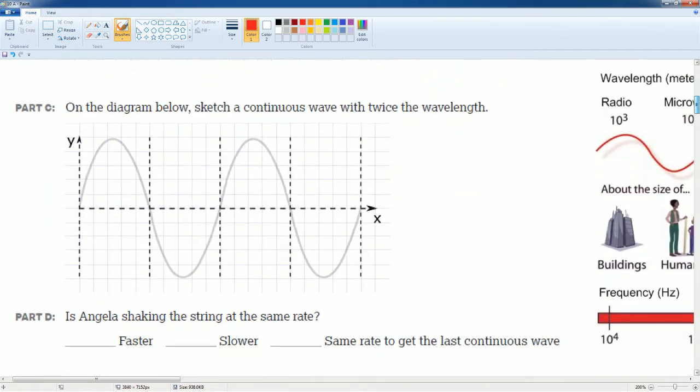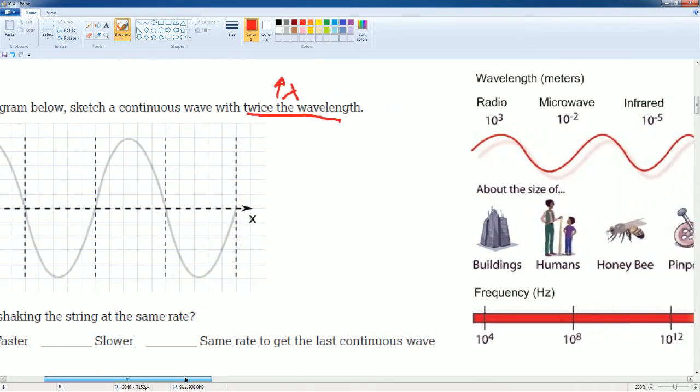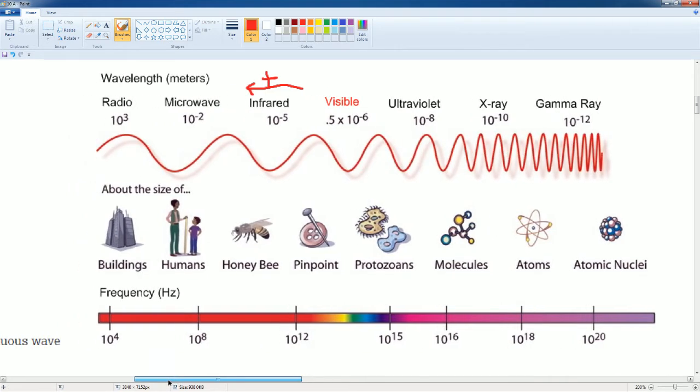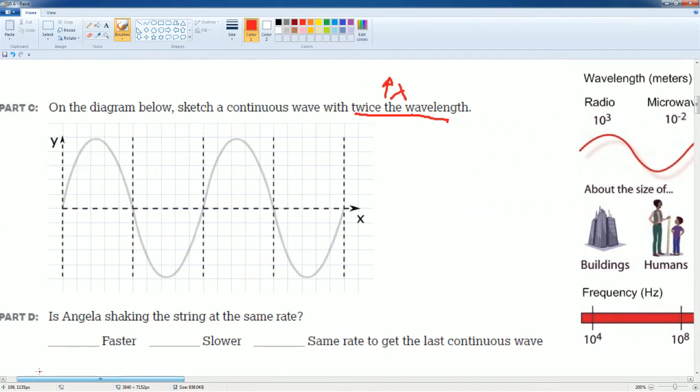The next part of the problem asks us, on this diagram, sketch a continuous wave with twice the wavelength. All right, so here the wavelength, lambda, increases. What does that mean visually? I supplied you with these notes. Notice as the wavelength increases, do you see how it gets more stretched out? As it gets smaller, it gets compressed. So as it increases, it gets more stretched out.